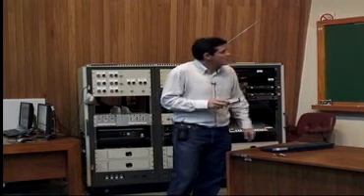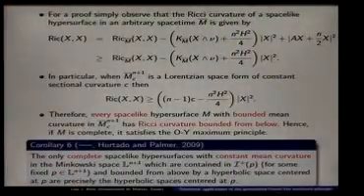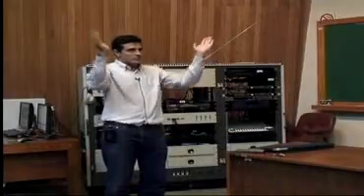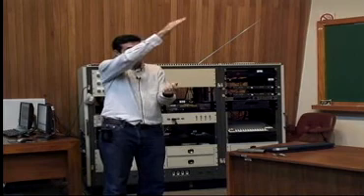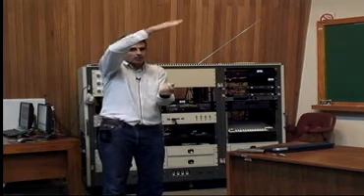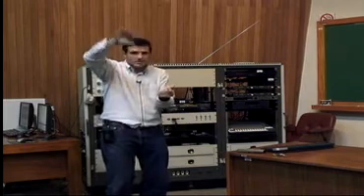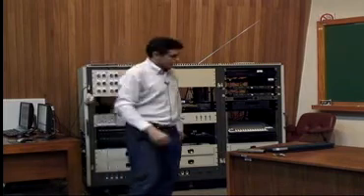So as a corollary, for instance, we obtain that the only complete space-like hypersurfaces having constant mean curvature in the Minkowski space, which are in the future of a point, that means contained in a cone with vertex at P, and bounded from above by a hyperbolic space, are just the concentric hyperbolic spaces, centered at the same point.